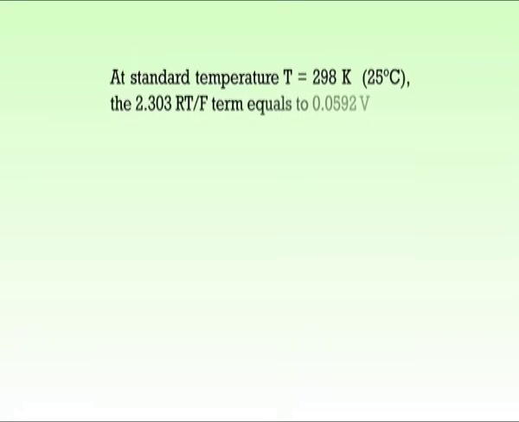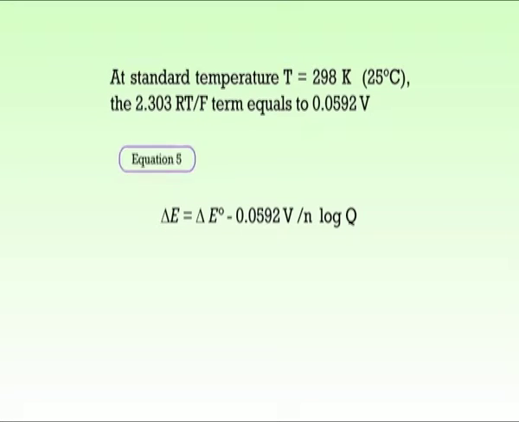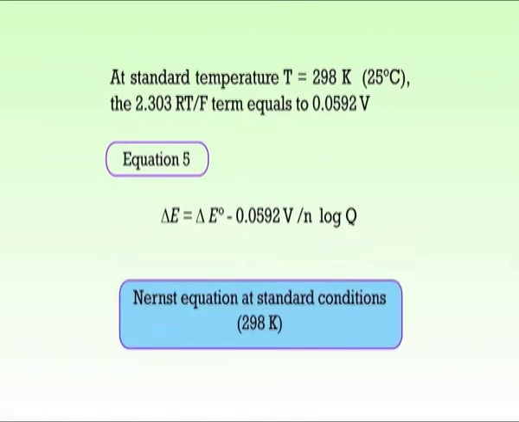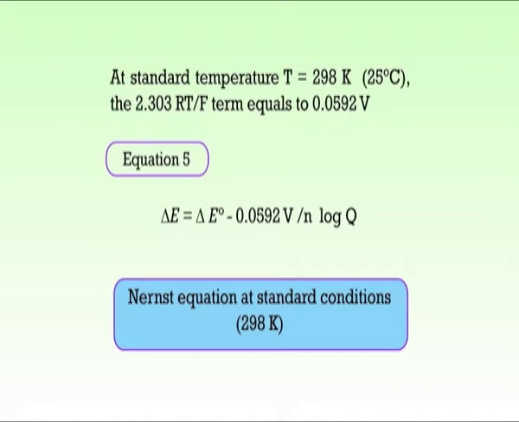So at standard temperature, which is T equals 298 Kelvin, which is 25 degrees Celsius, the 2.303 RT by F term equals 0.0592 volts. And this equation, which is the generalized Nernst equation, turns into ΔE equals ΔE naught minus 0.0592 V by n log Q. Let's call this equation number 5. Now this is the Nernst equation at standard conditions.